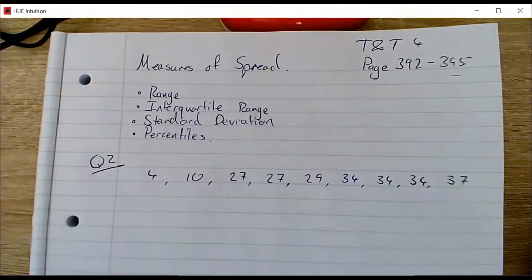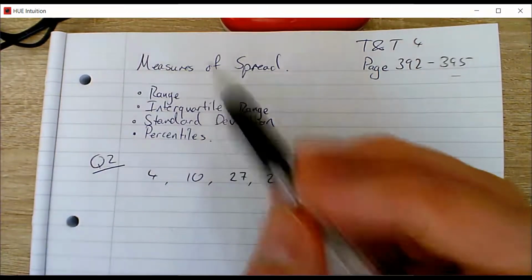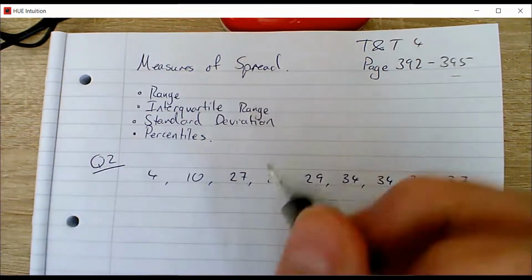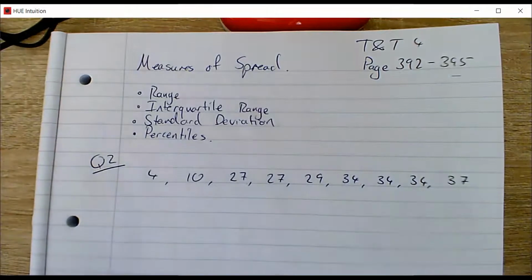How we doing, guys? You're looking at measures of spread today. Now these are the four measures we'll talk about: range, interquartile range, standard deviation, and percentiles. But what do we mean when we talk about spread?